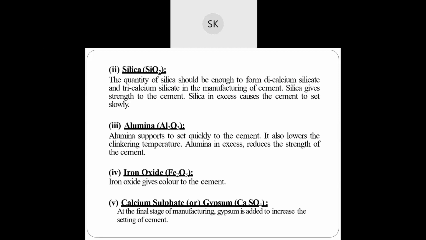Now iron oxide gives color to the cement. The main reason for the color of the cement is iron oxide. And in the final stage of manufacturing, gypsum is added to increase the setting time of cement. So at the last, calcium sulfate, or you can say gypsum, is added to increase the setting time of cement. Suppose if the setting time of cement is less than 300 minutes, say or 600 minutes, it will lead to destruction of cement.